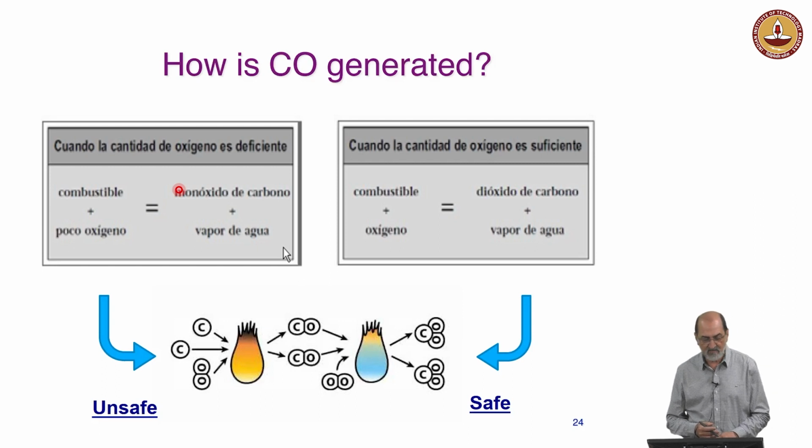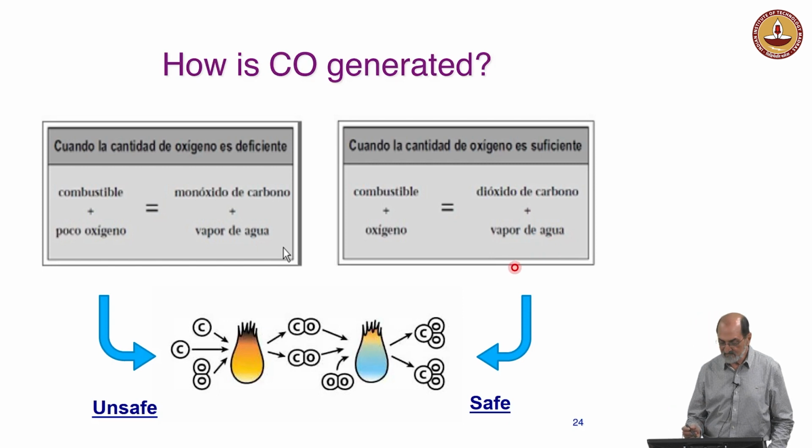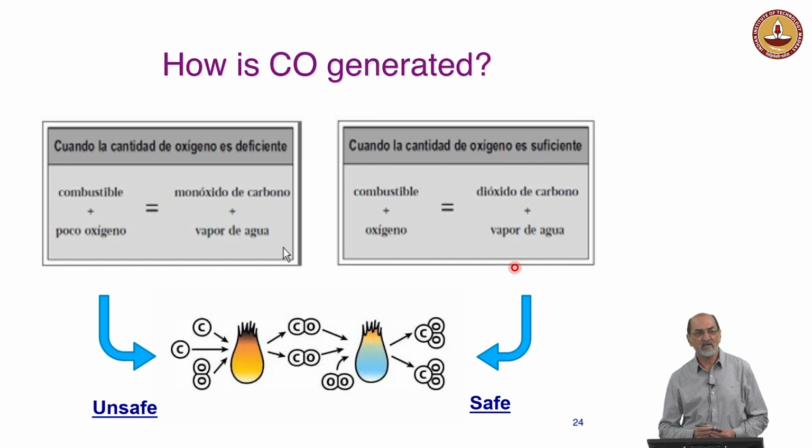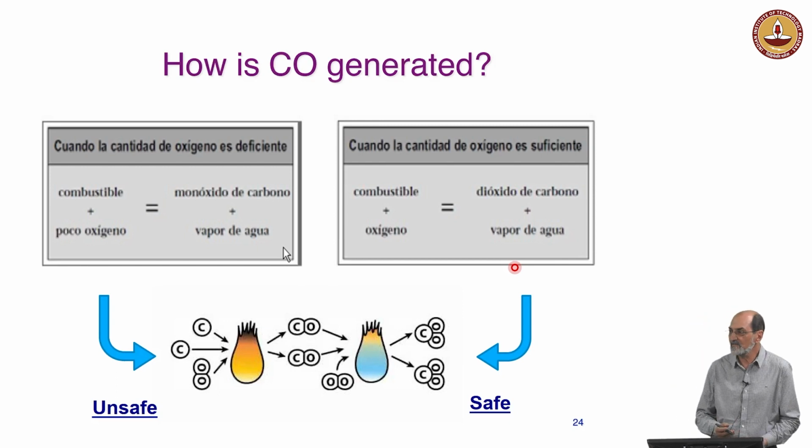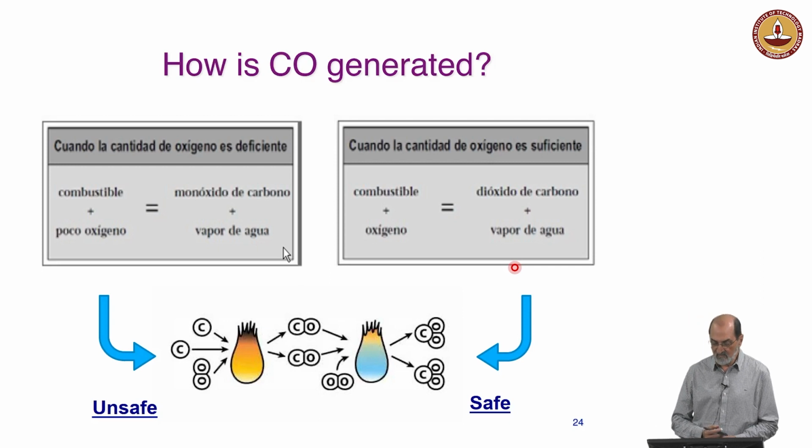Well, how is carbon monoxide generated? Here on the right, it says when the amount of oxygen is enough, is sufficient, then when you burn anything containing carbon, it is going to produce carbon dioxide and water vapor. I don't know if you understand this. In Spanish it's dióxido de carbono, carbon dioxide. You see, it's the same. Vapor de agua is water vapor. Okay, if that is the case, you're producing carbon dioxide. Carbon dioxide is not a poison. It produces nothing unless you have a lot and it's replacing oxygen, then you die because you don't have oxygen to breathe. But it's not a problem.